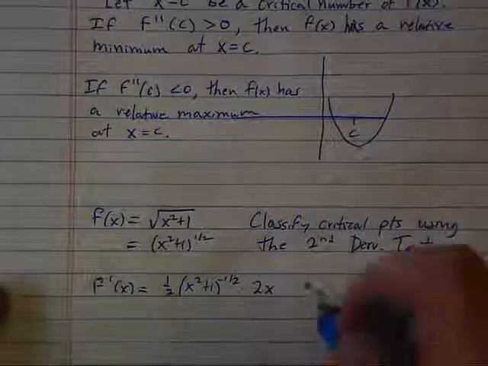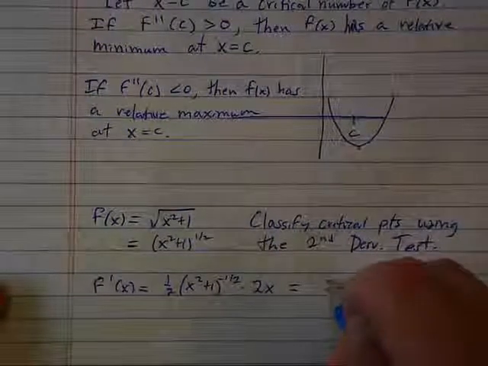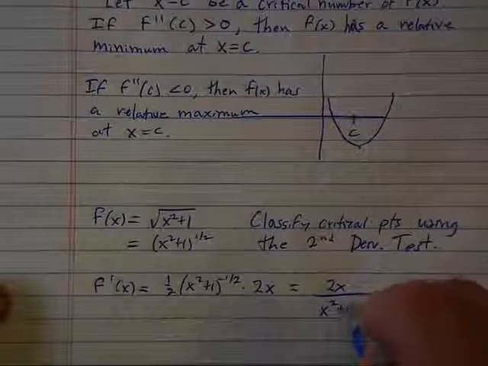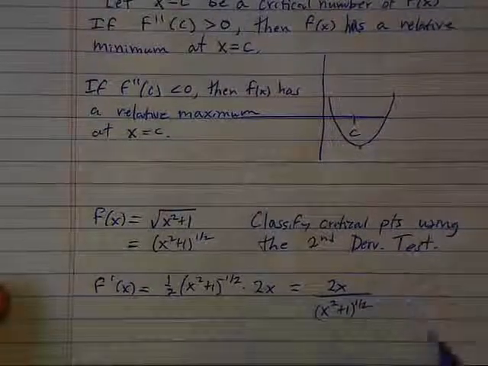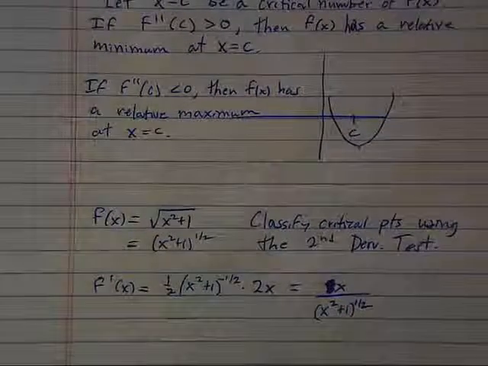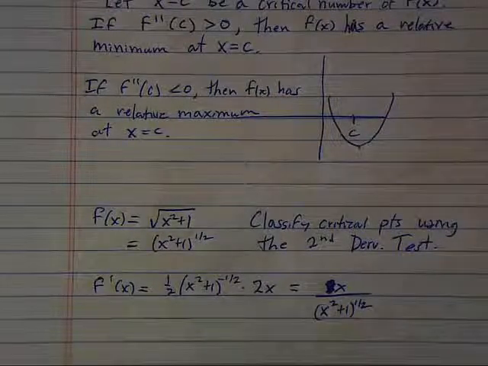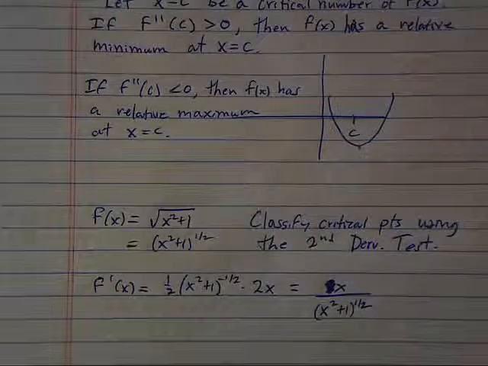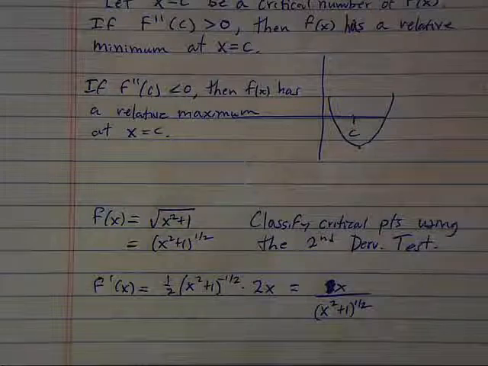I'm going to rewrite that as 2x over x squared plus 1 to the 1/2, but that would be wrong. How about just x over x squared plus 1 to the 1/2? Why is it just x? The 2 and the 1/2 reduce each other. So there's my first derivative.